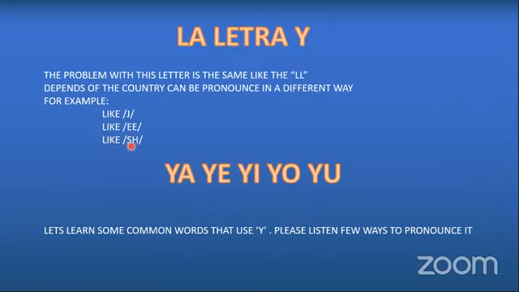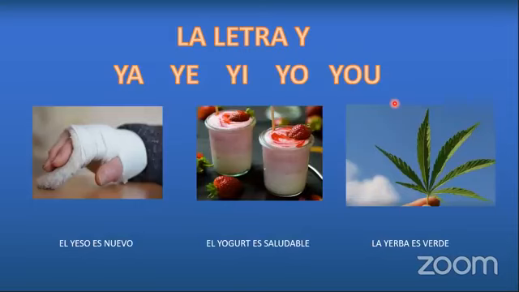Let's learn some common words that use the letter Y. Listen to a few ways to pronounce it. Ya, ye, yi, yo, yu. Exactly like you, but it's just the Y and the U, right? Yo, yu, exactly the way you pronounce you. Let's see this example here.